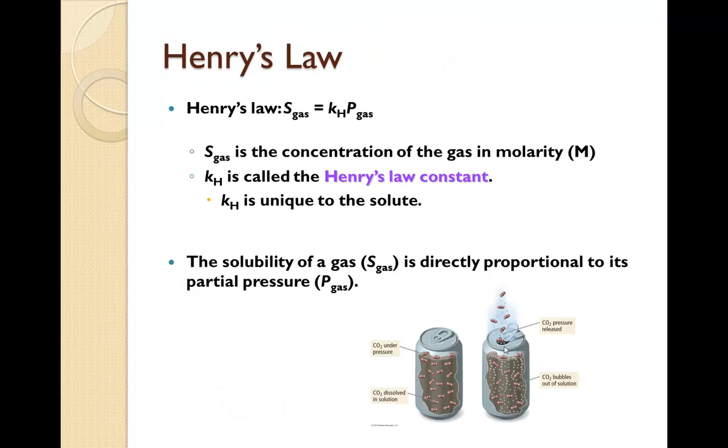Henry's law says the solubility of the gas, its concentration, is equal to some constant, which is different for every solute, times the pressure of just the gas. So S of the gas is the concentration of the gas in molarity. Kh is called the Henry's law constant, and it's unique for every solute. The solubility of a gas is directly proportional to the partial pressure of that gas. So as the pressure goes up, the solubility will go up. As the pressure goes down, the solubility will go down.